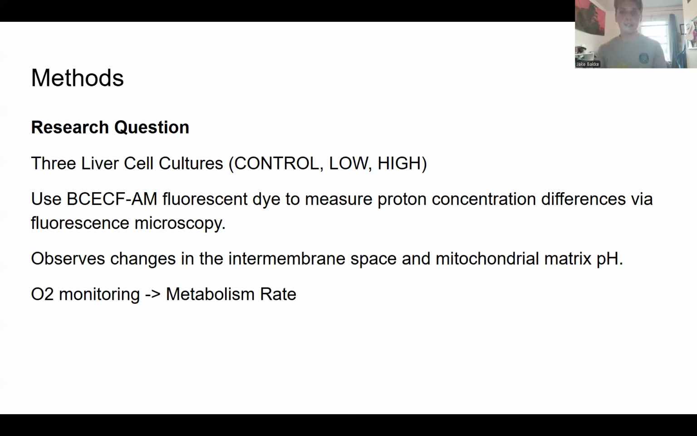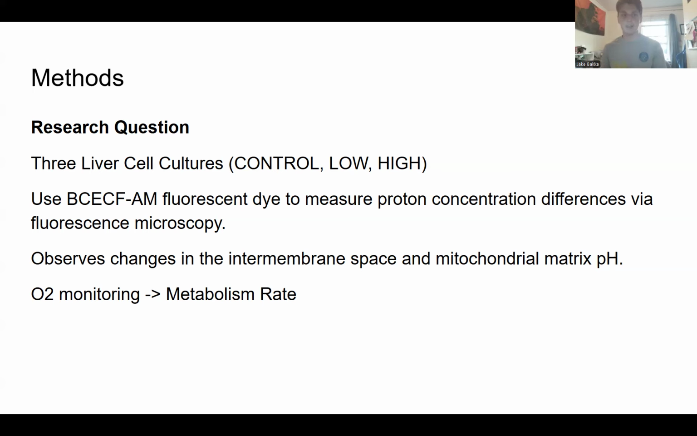Now, to test this, we proposed an experimental design to study how mitochondrial function and energy production in liver cells is disrupted. In doing this, we're going to have three separate liver cell cultures. The first one is going to be our control group, just to make sure that the liver cells are growing correctly, and we'll have a low dosage and a high dosage culture that are exposed to different doses of amiodarone for a set amount of time.